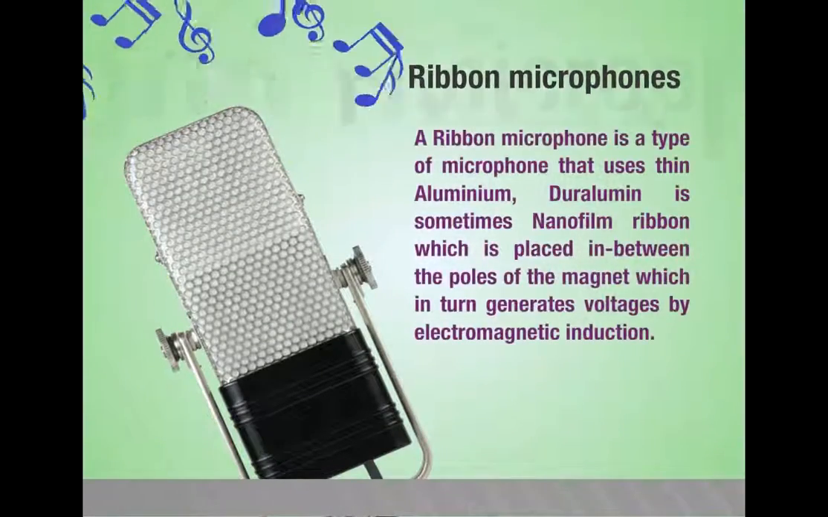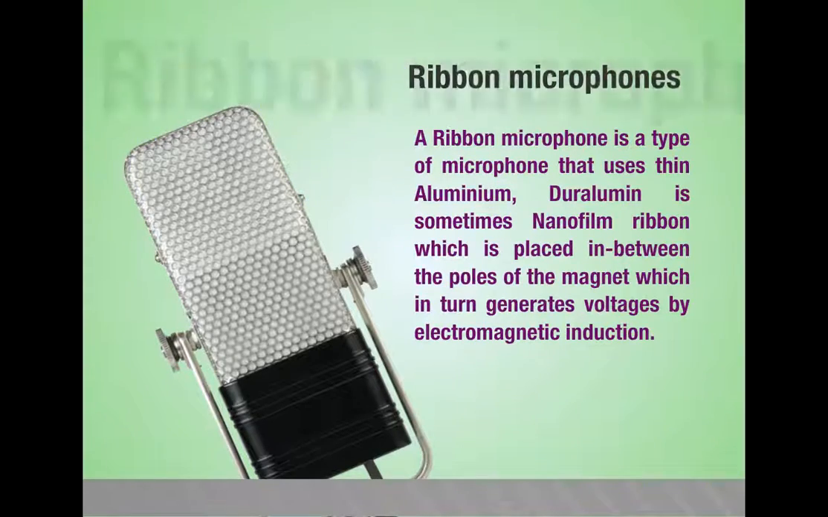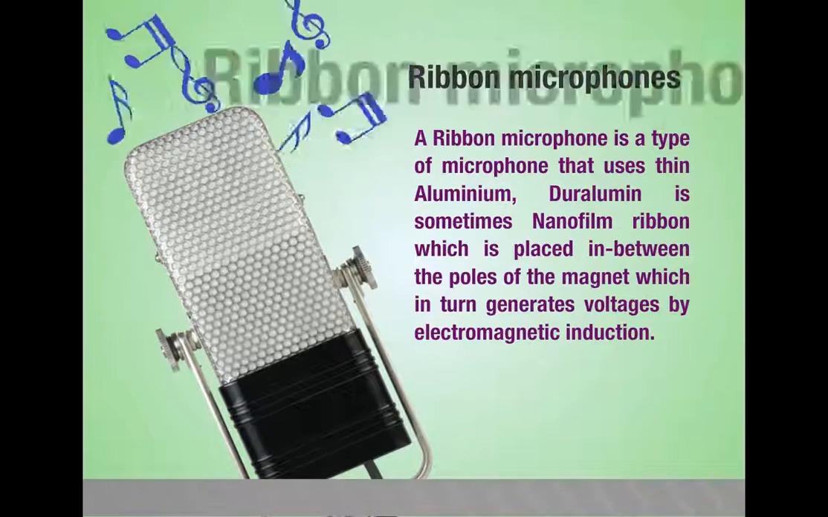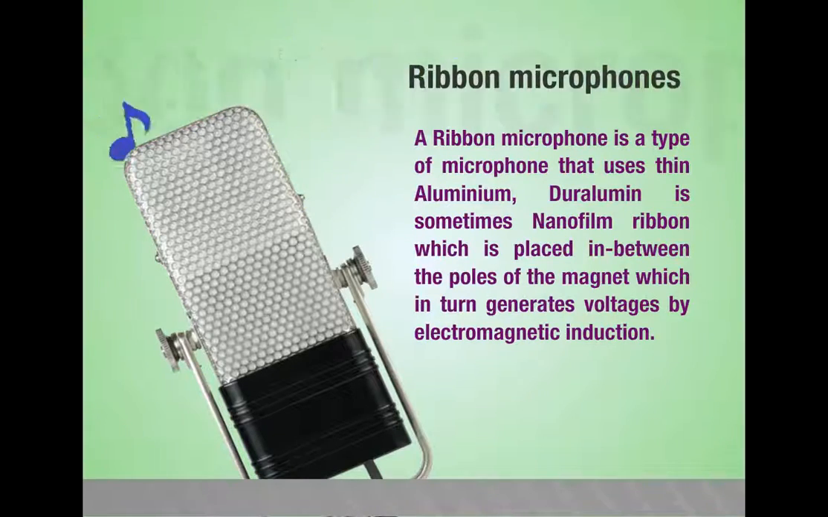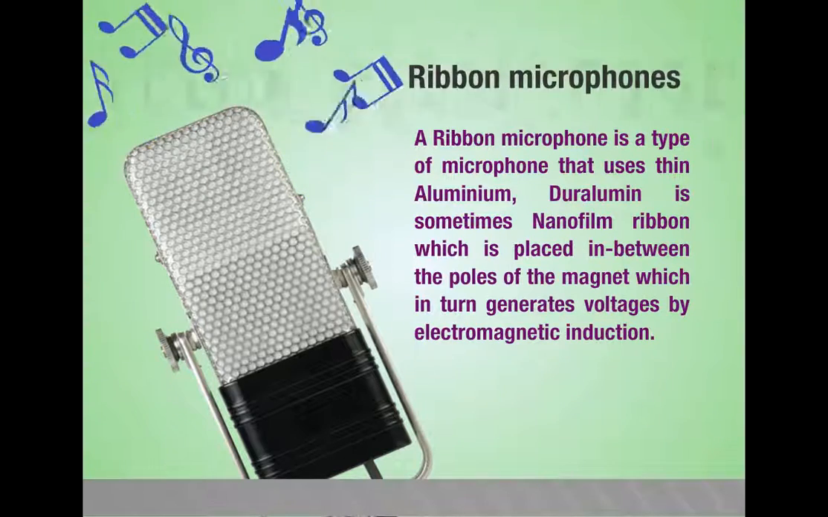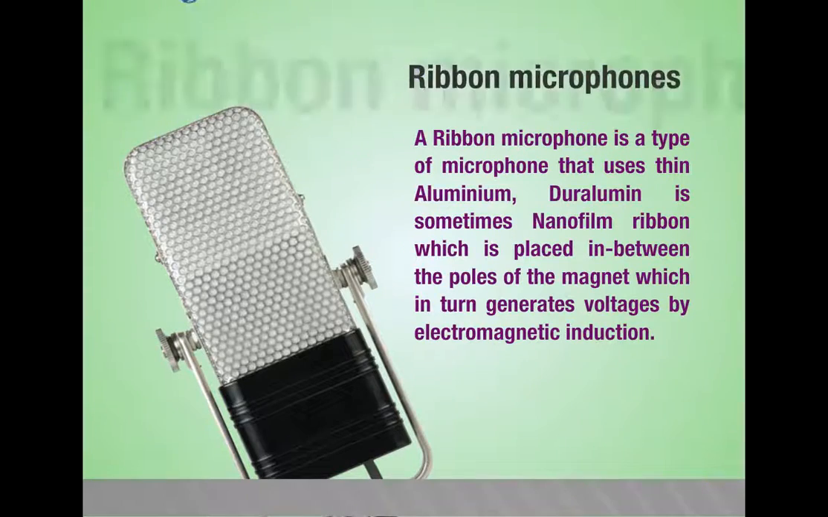Ribbon microphones. A ribbon microphone is a type of microphone that uses thin aluminium, sometimes duralumin or a nanofilm, as a ribbon which is placed in between the poles of a magnet, which in turn generates voltages by electromagnetic induction.